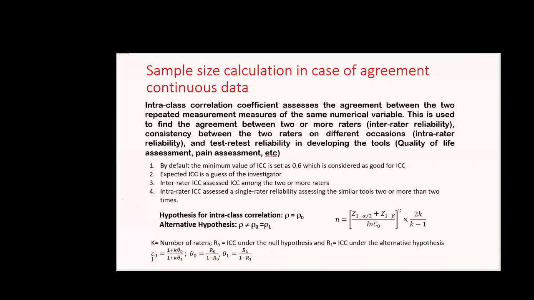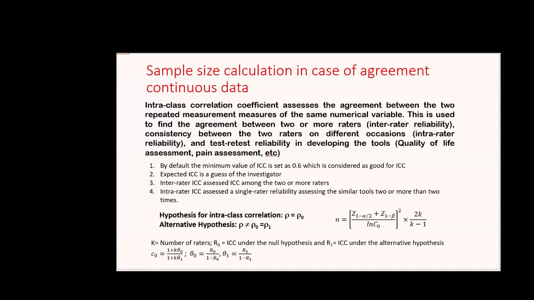If you use the calculator, then there is no need for calculating this, but you should understand the background of what is going on. So in the calculator we need the number of raters, our expected value of intra-class correlation, and our null hypothesis intra-class correlation. These three values we need to calculate for the intra-class correlation.